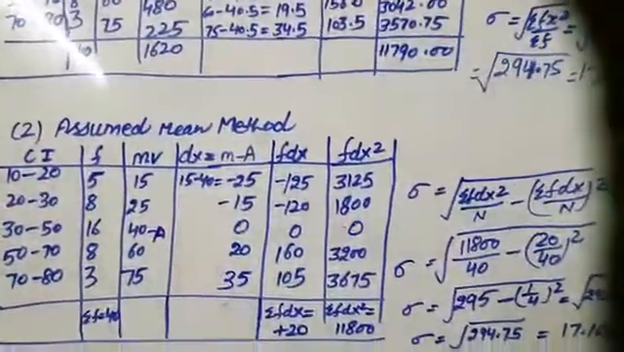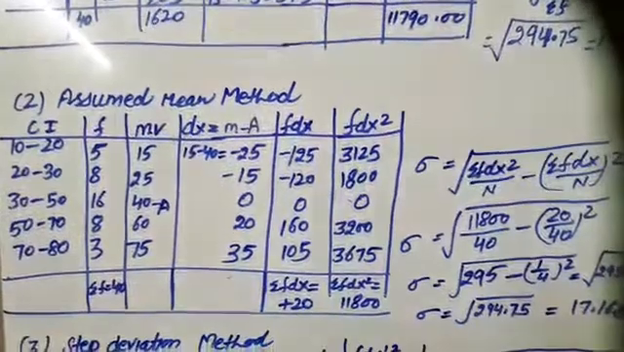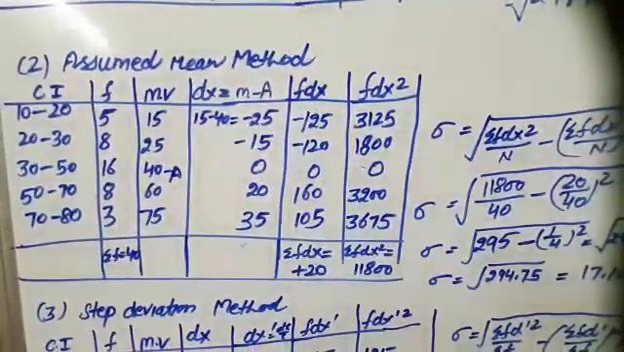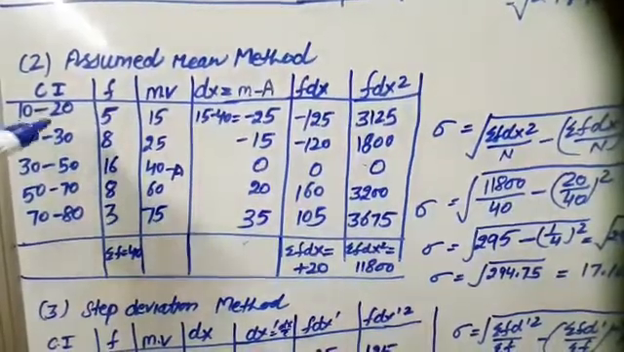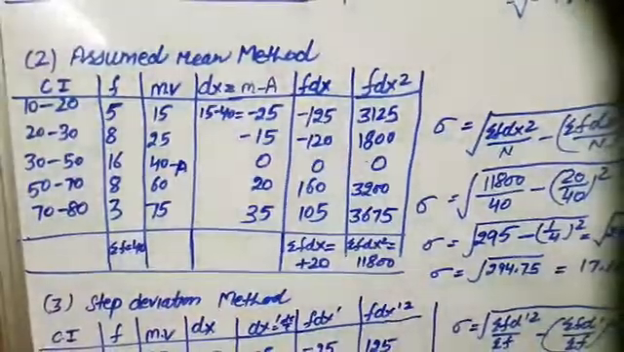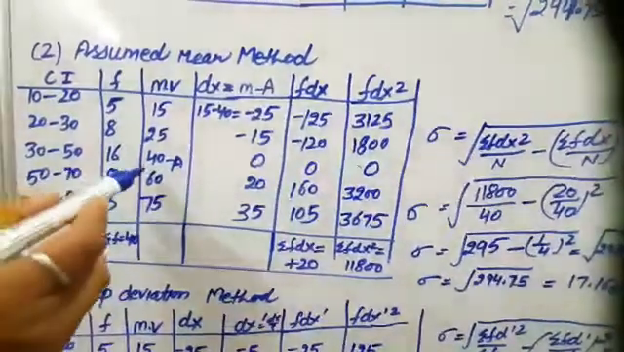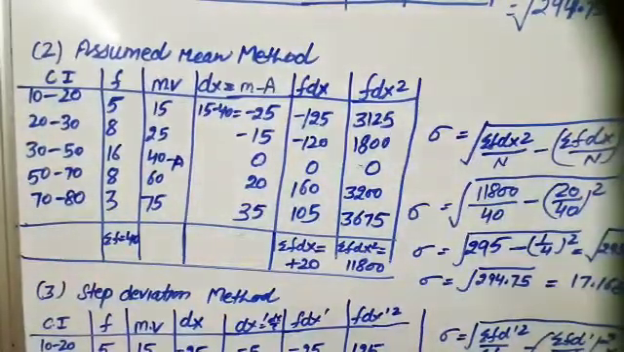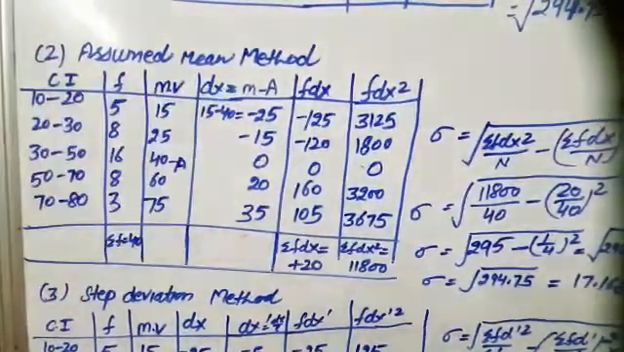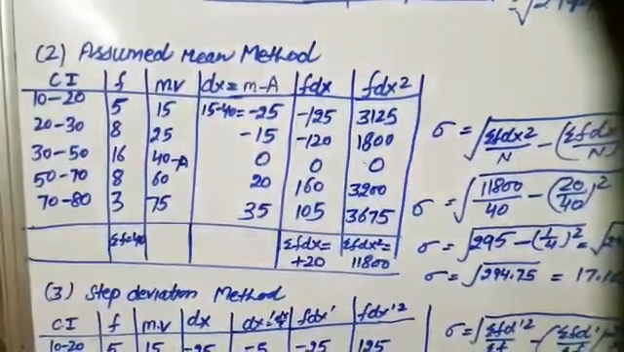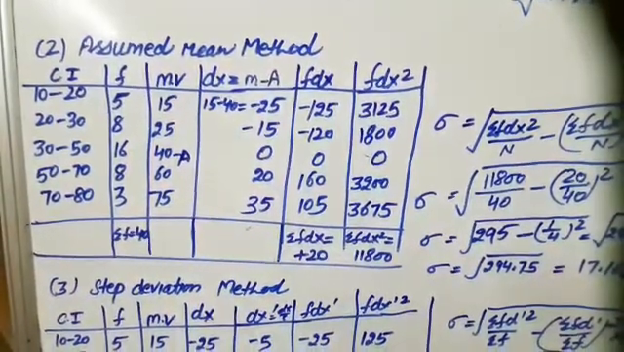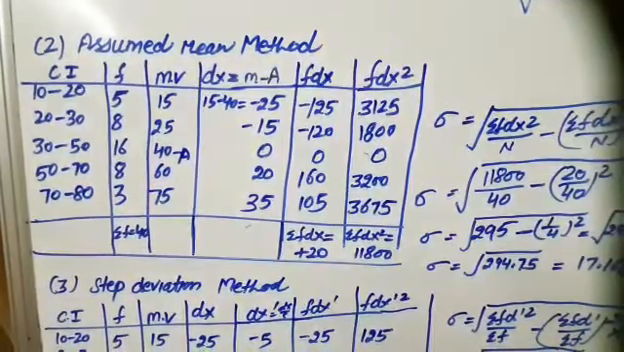Same numerical we are going to calculate by assumed mean method. In assumed mean method, we will not calculate arithmetic mean. We will assume any of the mid values for the purpose. Here the class intervals are same, frequency is same. Then we have taken the mid values. Out of the mid values, we have taken 40 as an assumed mean. So let us calculate dx, which is equal to m minus a, which is 15 minus 40 equal to minus 25, minus 15, 0, 20 and 35.